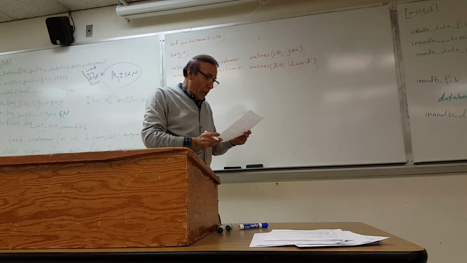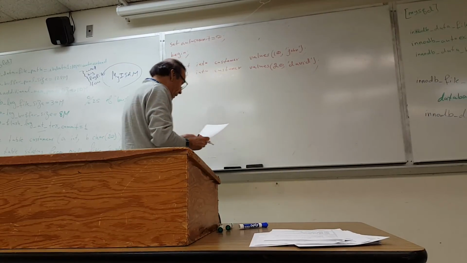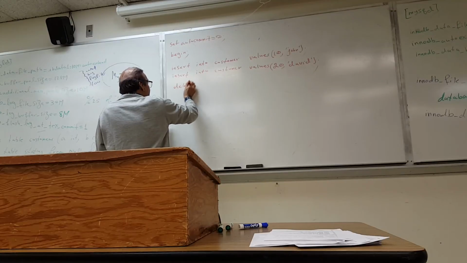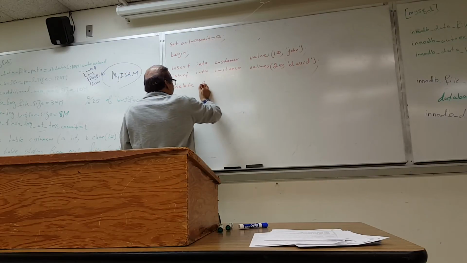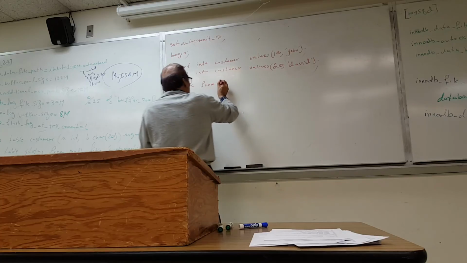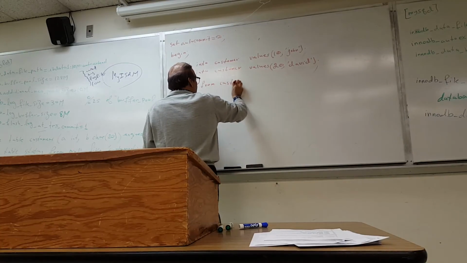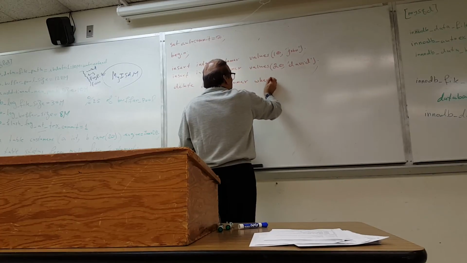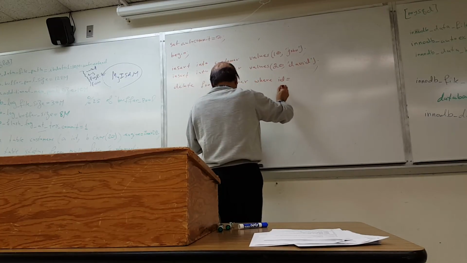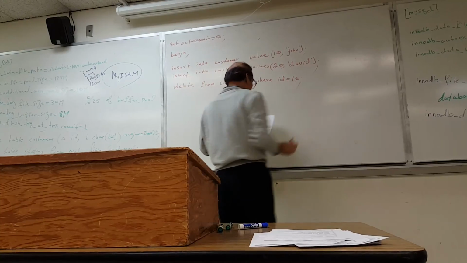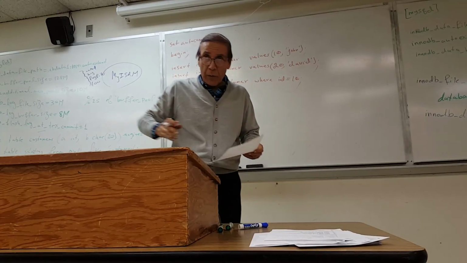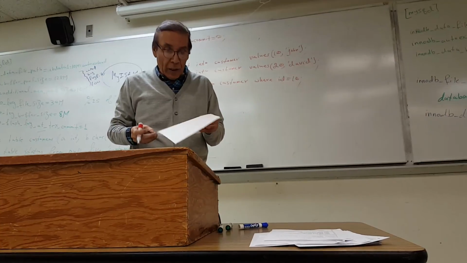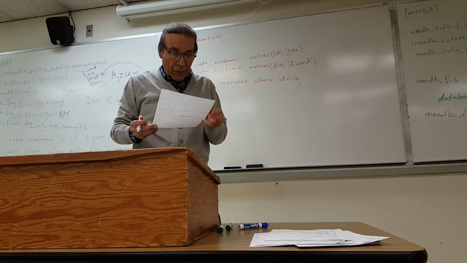And now I am delete from customer where ID equal 10. I'm deleting a record for a customer that has ID number of 10. Okay?